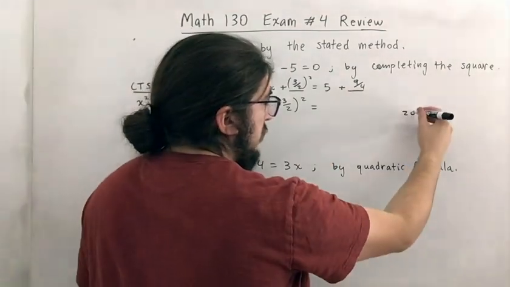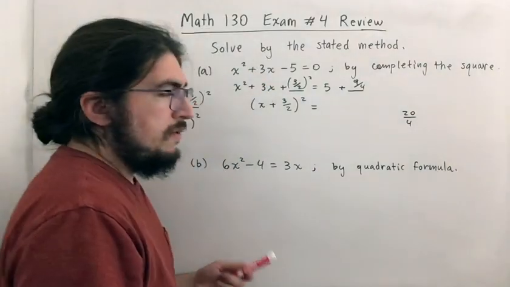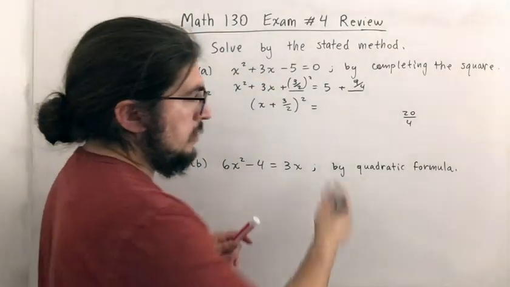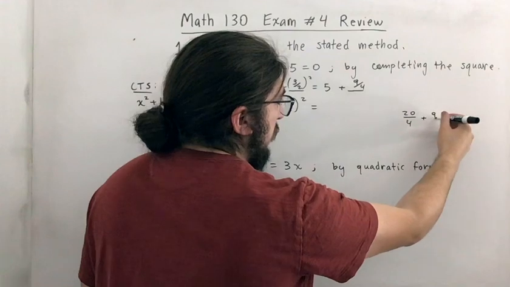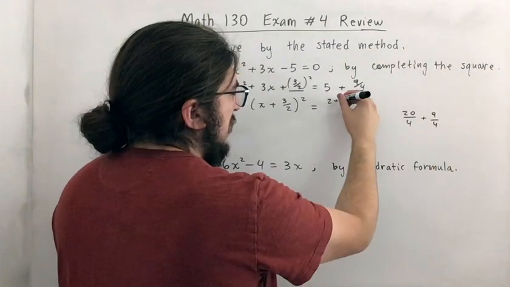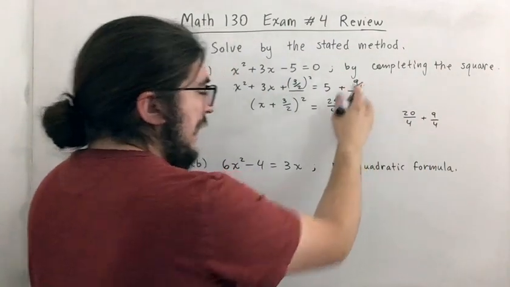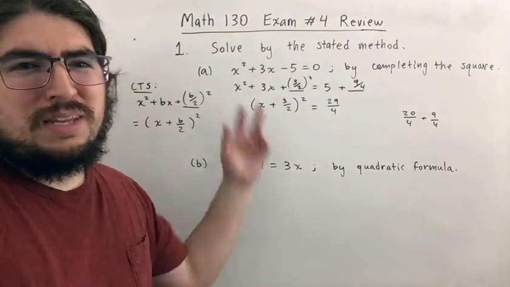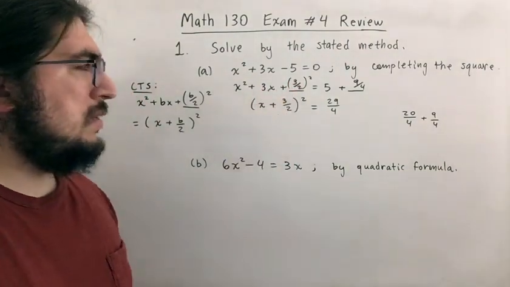But now here, 5 is 5 over 1. I know that's really 20 over 4. You multiply top and bottom by 4, you get 5 times 4 on the top, which is 20, so it's 20 over 4. Added to 9 over 4, it gives us 29 over 4. So on the right side, we actually do need to add 9 over 4 so we can combine them. But on the left side, I'm just using it to write this as a completed square.